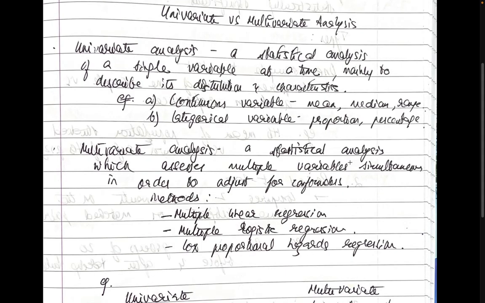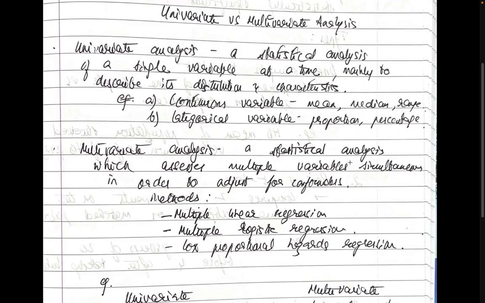Univariate versus multivariate analysis. A univariate analysis is a statistical analysis of a single variable at a time, mainly to describe its distribution and characteristics. Continuous variables are described by mean, median, and range. Categorical variables are described by proportion, percentage.